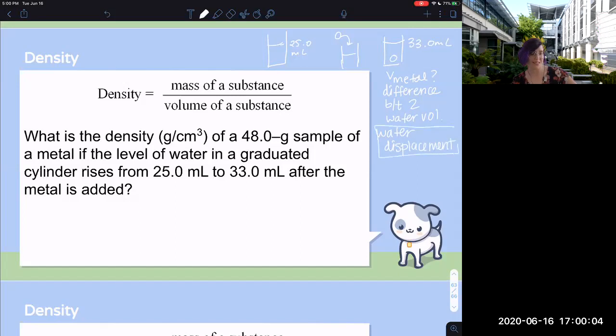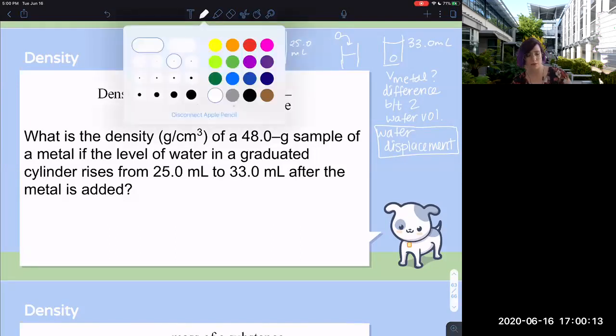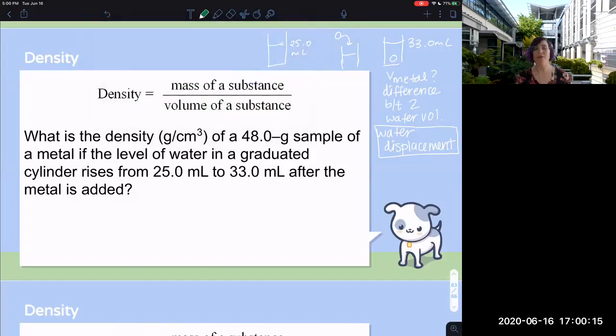We're just placing the water and finding the volume of this metal, because in order to find the density, I have to have the mass and the volume. Mass is easy, you just put it on the balance and weigh it out. Okay, so now that you know that, pause this and try it.